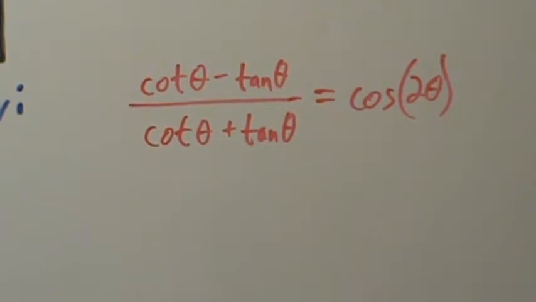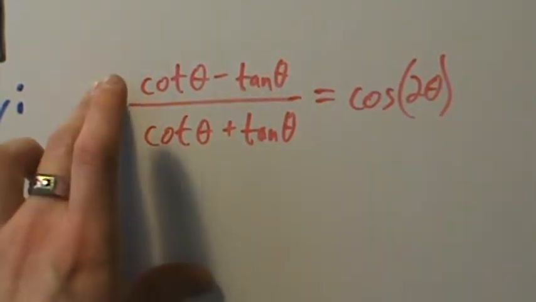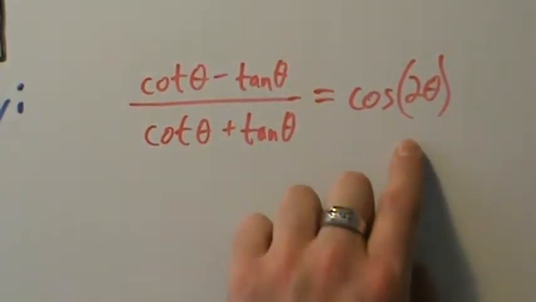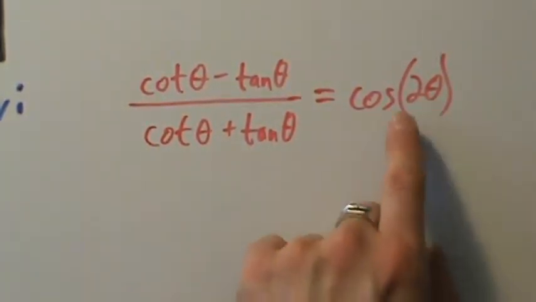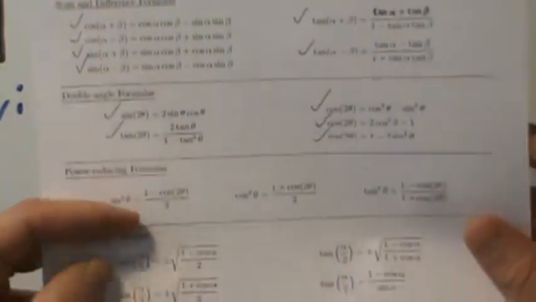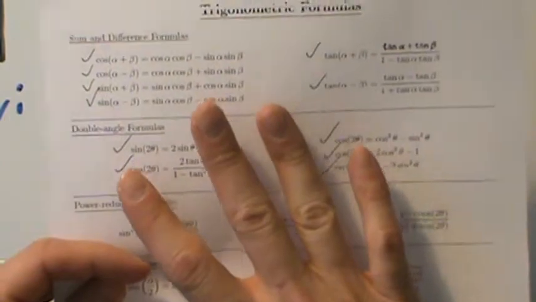So in this case, the more complicated side I think would be the left side, because we have subtraction, addition, and division going on here. Over here we just have cosine of 2 theta. So there's not a whole lot we could do with this right away. We see that there are 3 on our formula sheet here, which if you want a copy of this, check the video description, there's a link in there to get a copy of this.